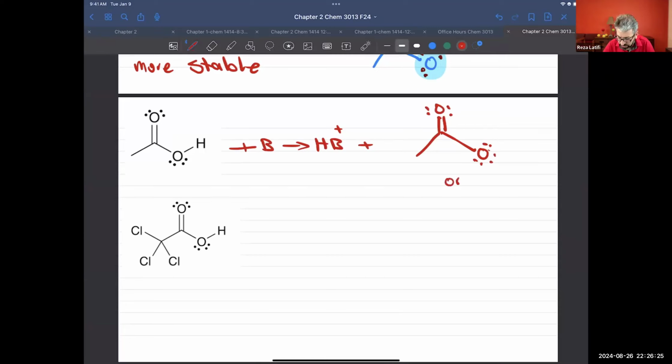One, okay. These two are technically identical. The only difference is the charge, 0 and -1. This one is -1, and that one is 0. Okay, how about this structure? This structure, if you reacted with B, you will get HB plus, and again, you get the same thing.